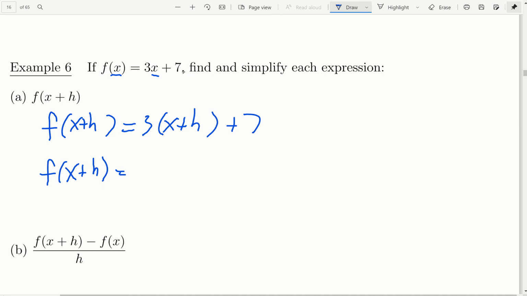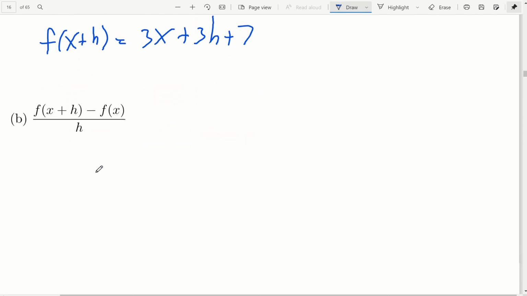We now want to simplify this. We can distribute the 3 in. We get 3x plus 3h plus 7. There's no like term, so there's nothing more we can do here. That would be our simplified expression for f of x plus h.